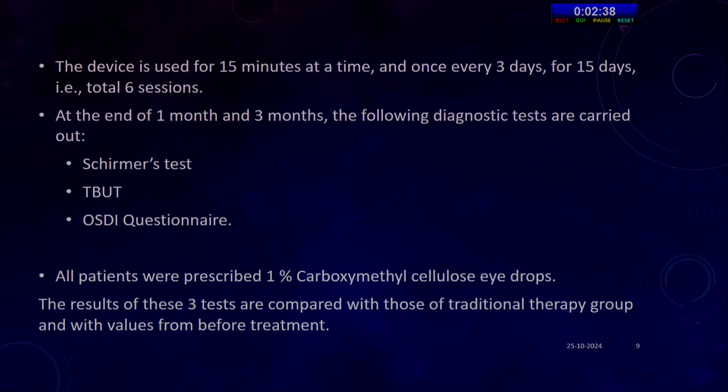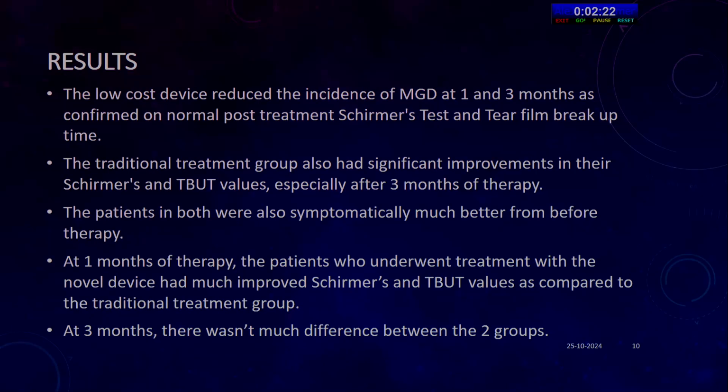At the end of 1 month and 3 months, the following diagnostic tests were carried out: Schirmer's test, TBUT, and an OSDI questionnaire. All the patients were prescribed 1% CMC eye drops. The results of these 3 tests were compared with those of the traditional therapy group and with values from before treatment. Thus, the low-cost device reduced the incidence of MGD at 1 and 3 months, as seen on post-treatment Schirmer's test and tear film breakup time.